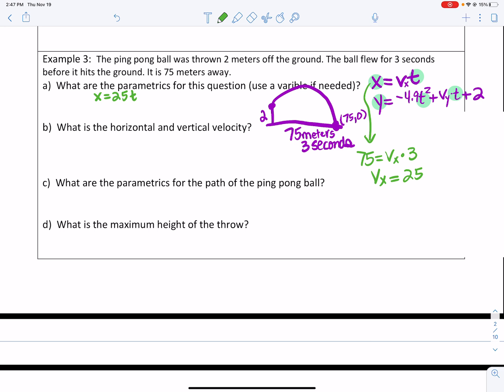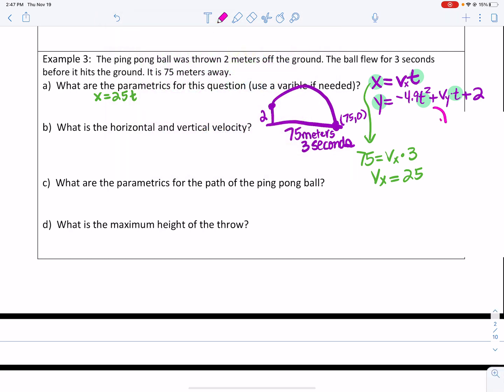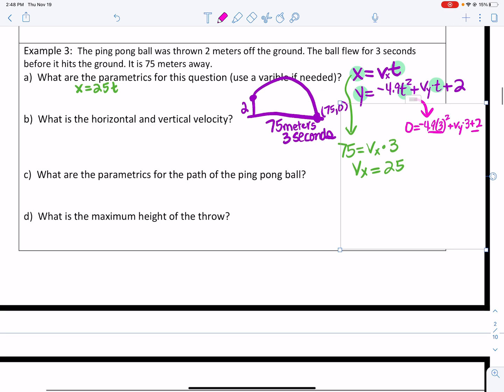So now on my y equation, I'm going to fill in the stuff that I know. I know that I'm at the ground at 3 seconds. So negative 4.9 times 3 squared plus v sub y times 3 plus 2. So if I look at this, some of these things have no variables in them. So I'm going to type in my calculator negative 4.9 times 3 squared, which is 9, and I'm going to add 2. And I get negative 42.1.